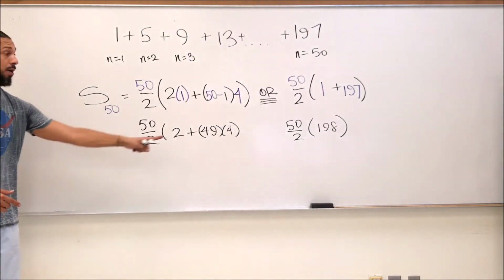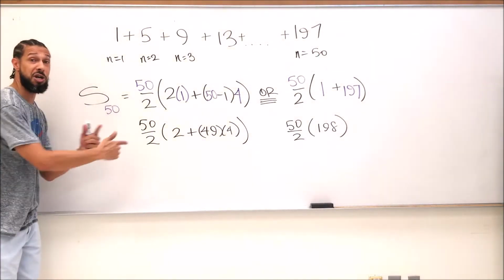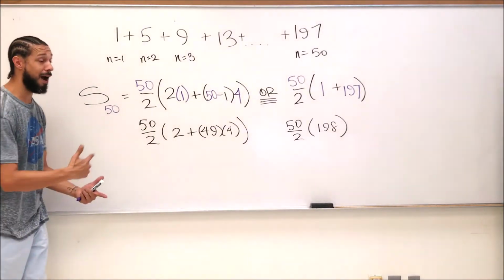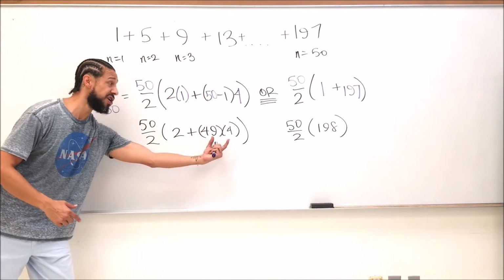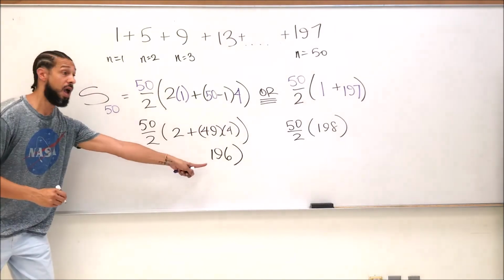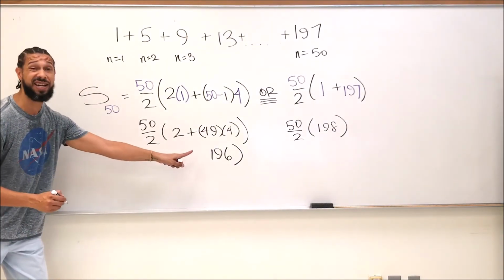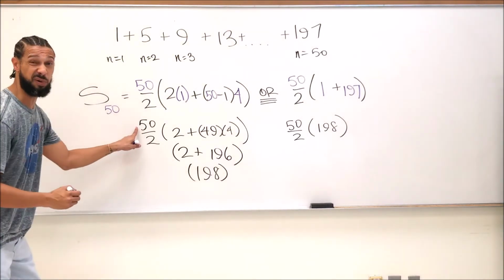Here we go. Ooh, forgot something. Here we go. That's right. Parentheses, work some stuff out. Still got some multiplying to do here. I think that's 196. And then after that 196, I'm going to go ahead and add that 2 to it. Don't forget to bring this down.